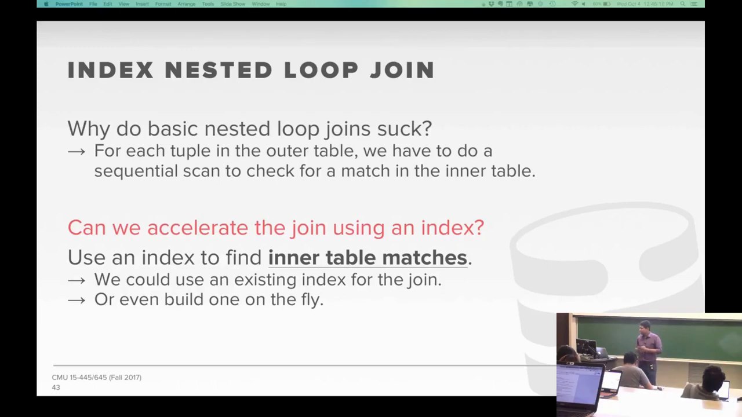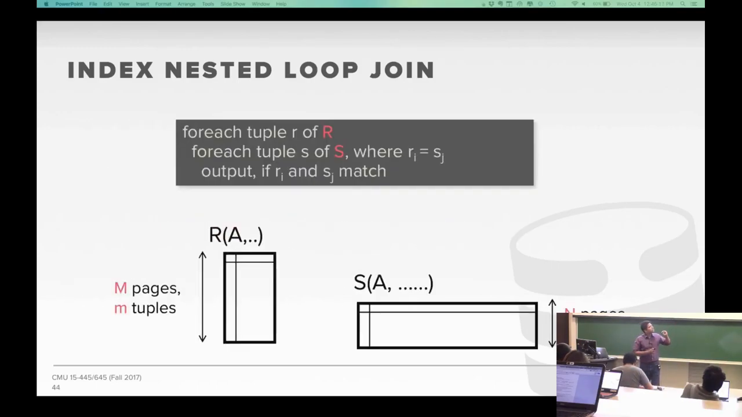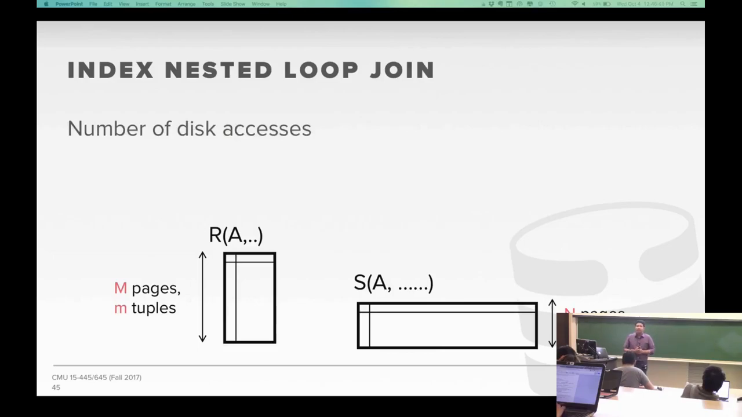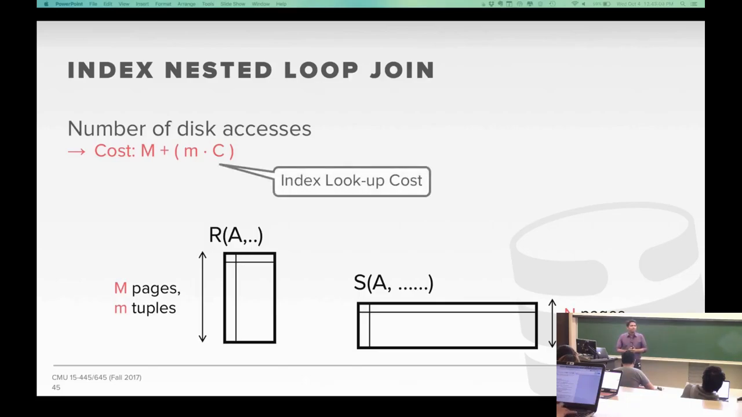So in this case, for each tuple in R, you are trying to figure out if the ith tuple in R is equal to the jth tuple in S, and this is an index probe. Instead of doing a scan, you're just doing an index lookup, and that's logarithmic as opposed to linear in time. So the number of disk accesses in this scenario is capital M plus small m times C, where C is the index lookup cost, and C tends to be log M, log capital M. This is much smaller than doing a sequential scan over the entire inner table.